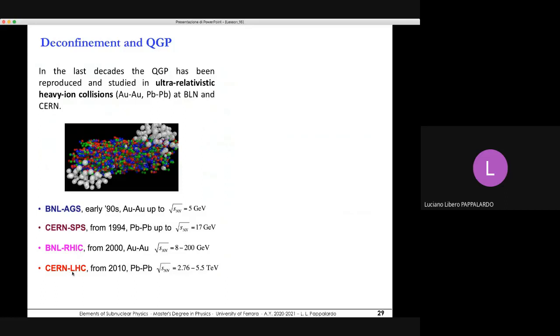And then the task was taken over by CERN with the Large Hadron Collider experiments, starting from 2010, as you know. These studies are now done by colliding lead-lead nuclei with much higher energy, up to 5.5 TeV in the center of mass.